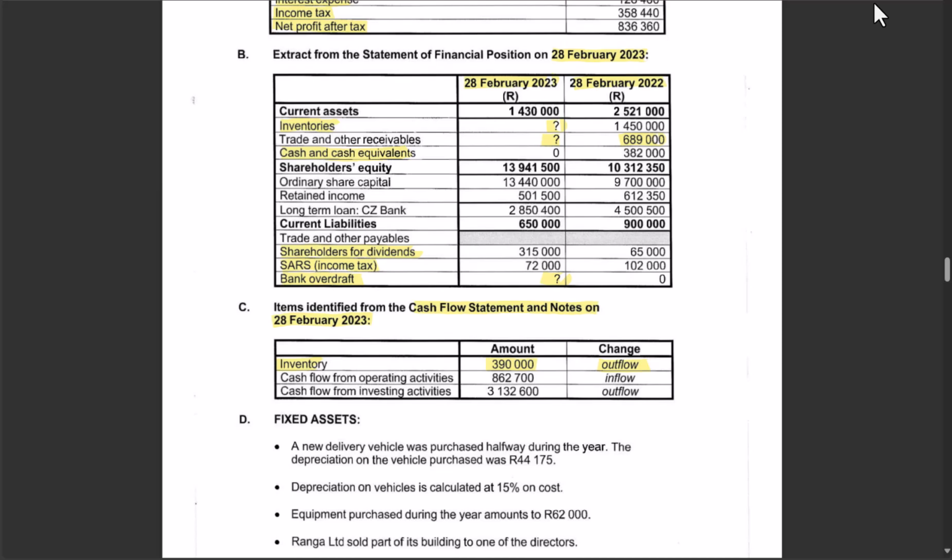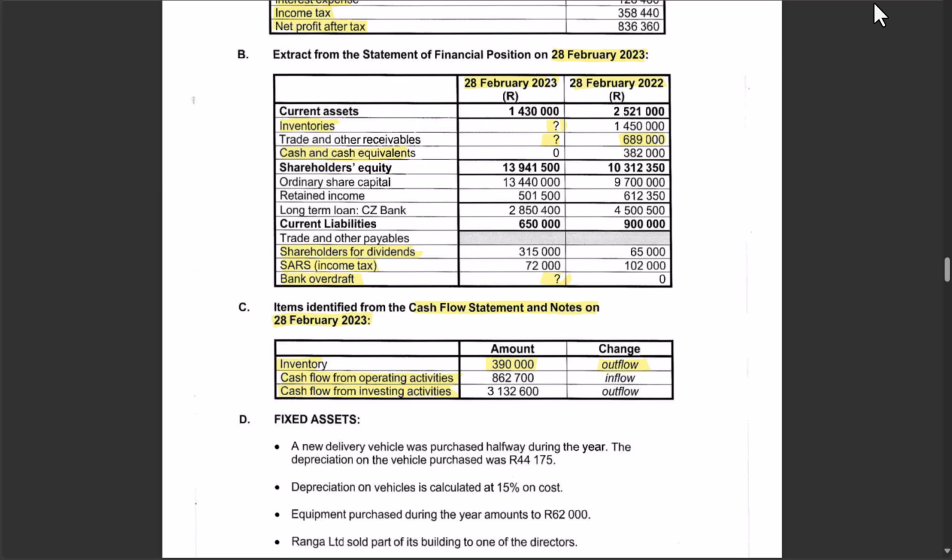Then cash flow from operating activities is an inflow. Cash flow from investing activities is an outflow. So those are the activities.